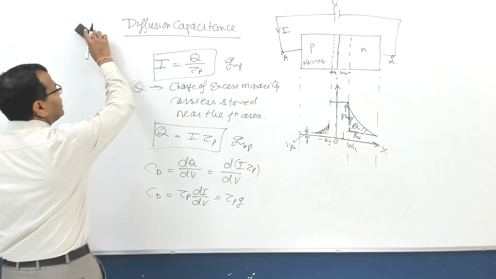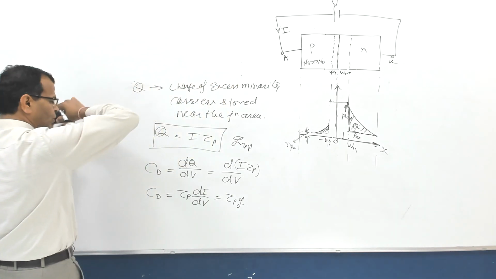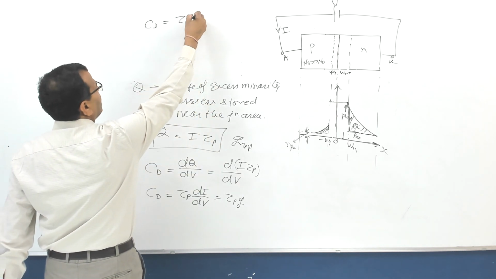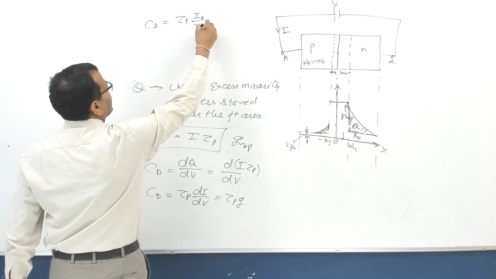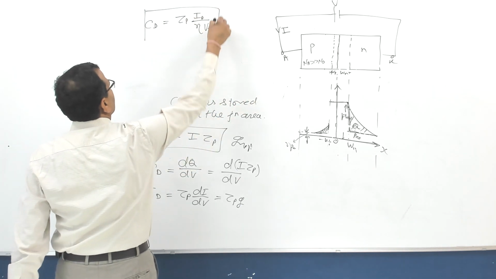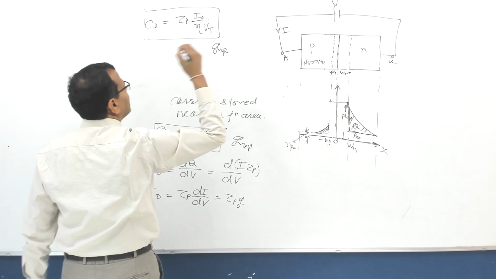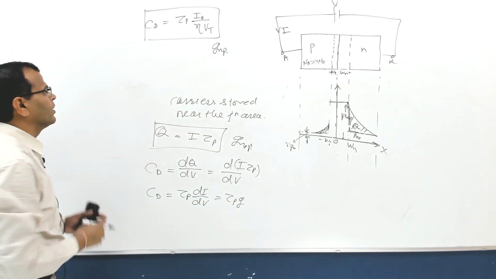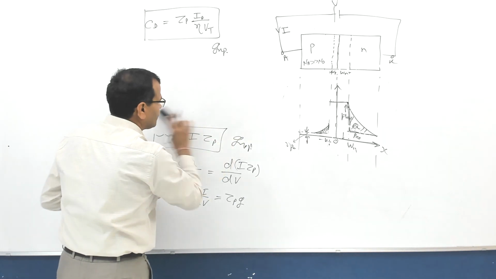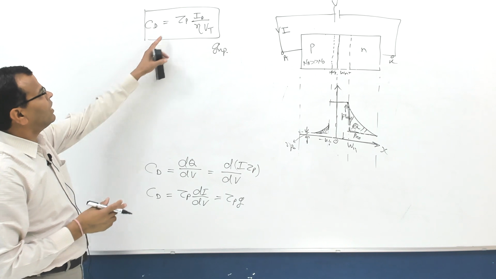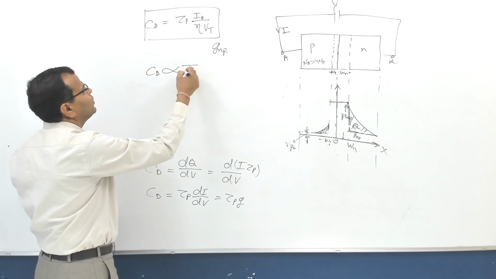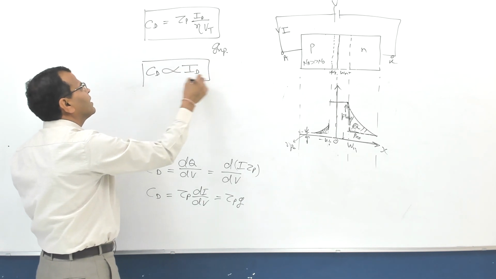And you know what was this? Dynamic conductance was what? CD equal to tau P into ID upon eta Vt. So please remember, this is an important expression for your exam. There can be a numerical question on it. Now let us talk about another important fact. What do I observe? The diffusion capacitance is proportional to the forward biasing current of the diode.